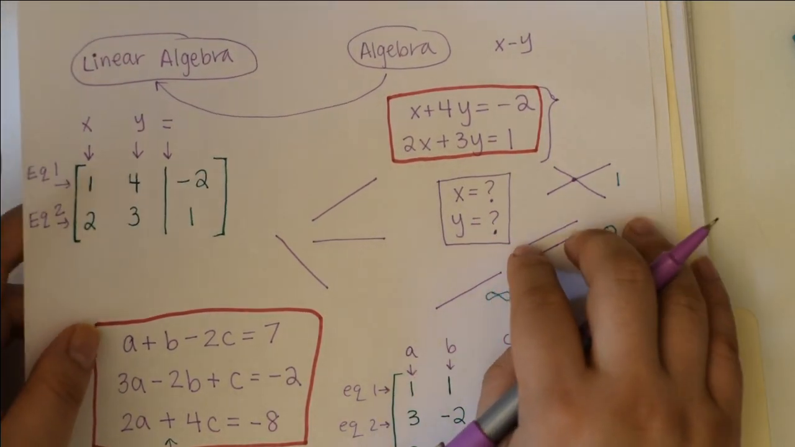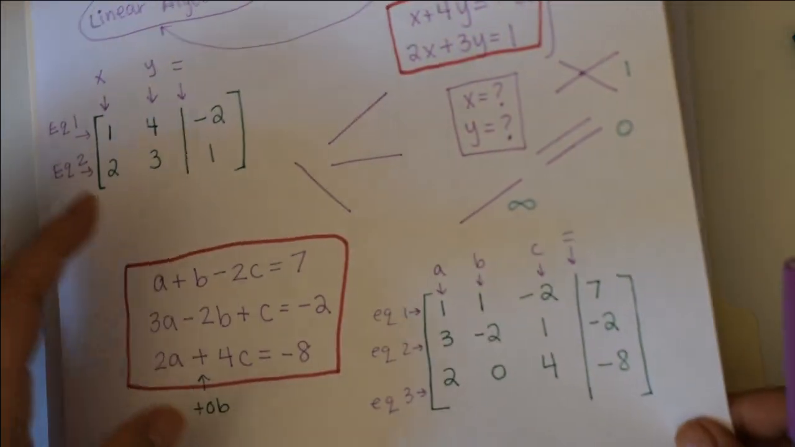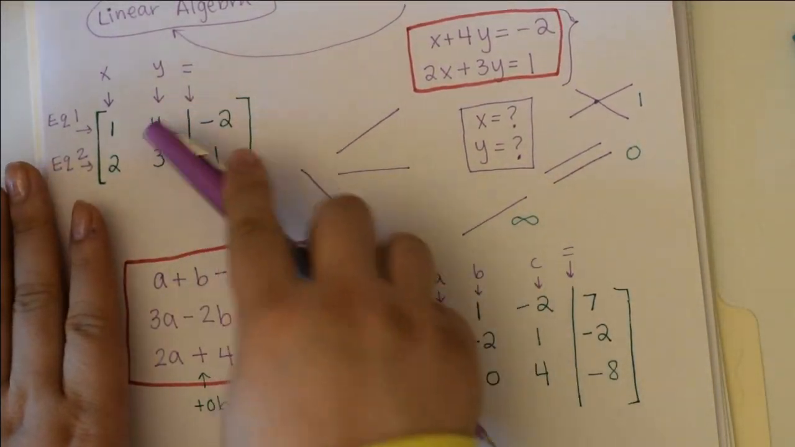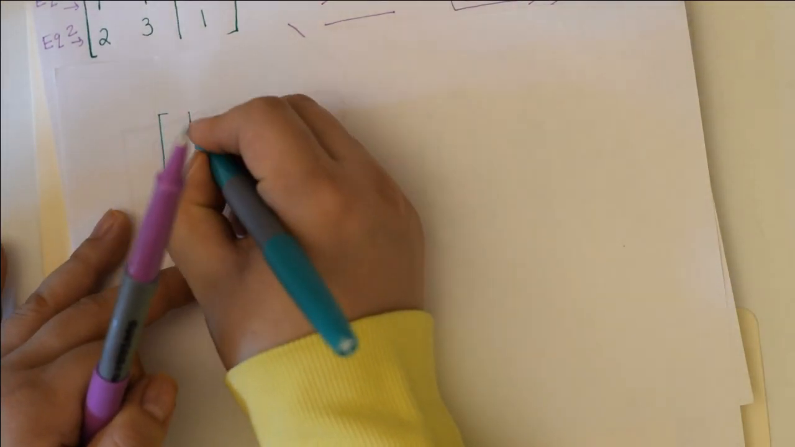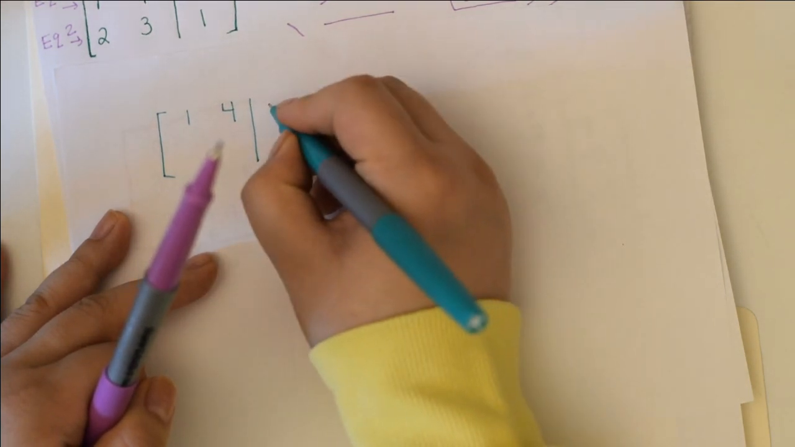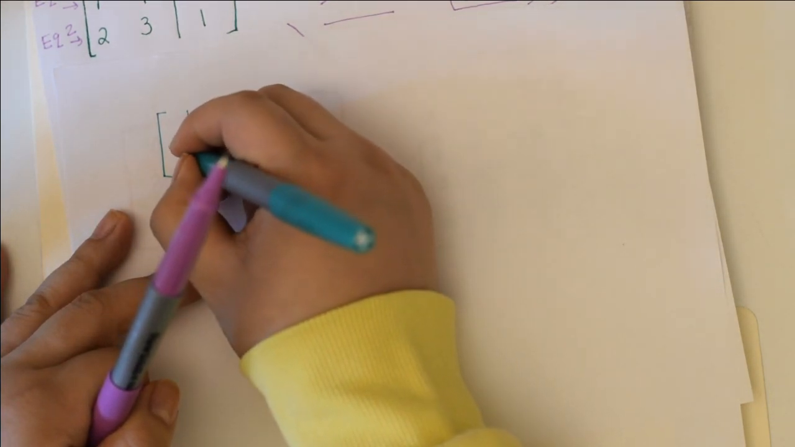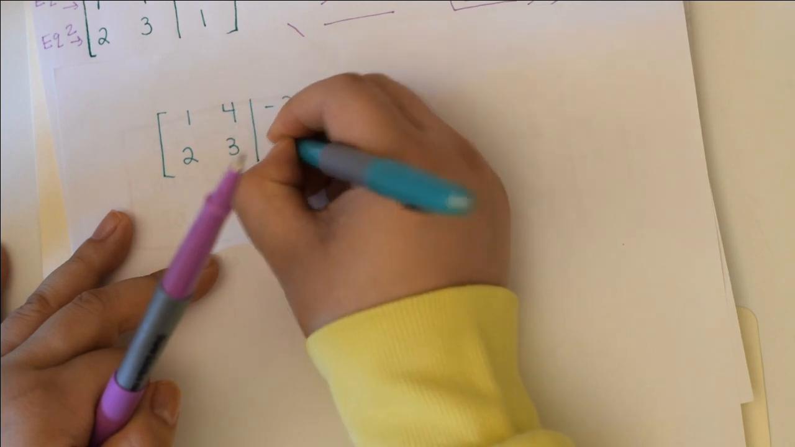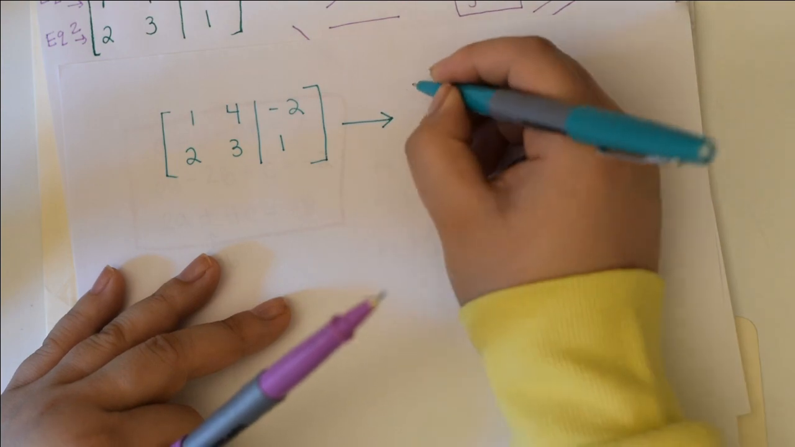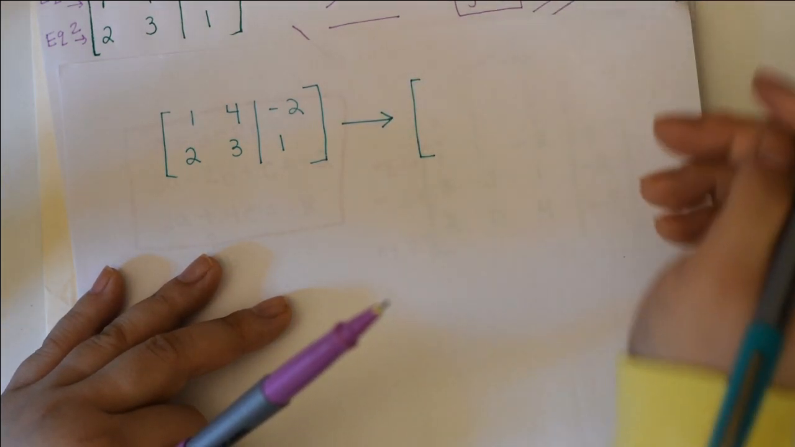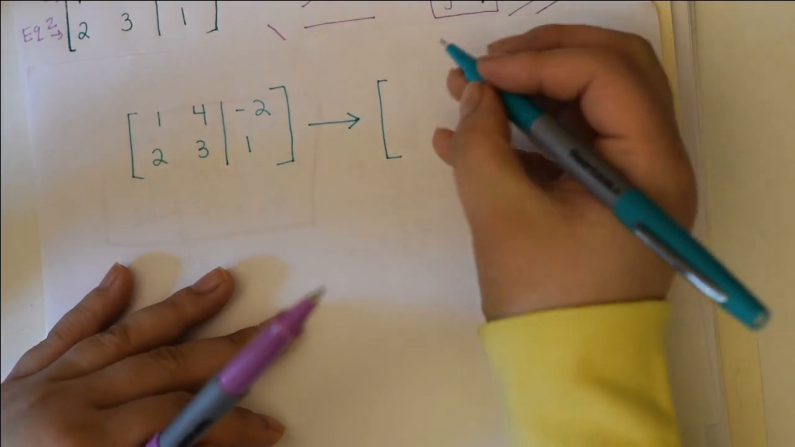So what we're going to do is try to take, say, this matrix. Our goal is to go from this, 1, 4, negative 2, 2, 3, 1, and somehow get it to look like this. I'm going to write it and I'm going to show you why here in a second.